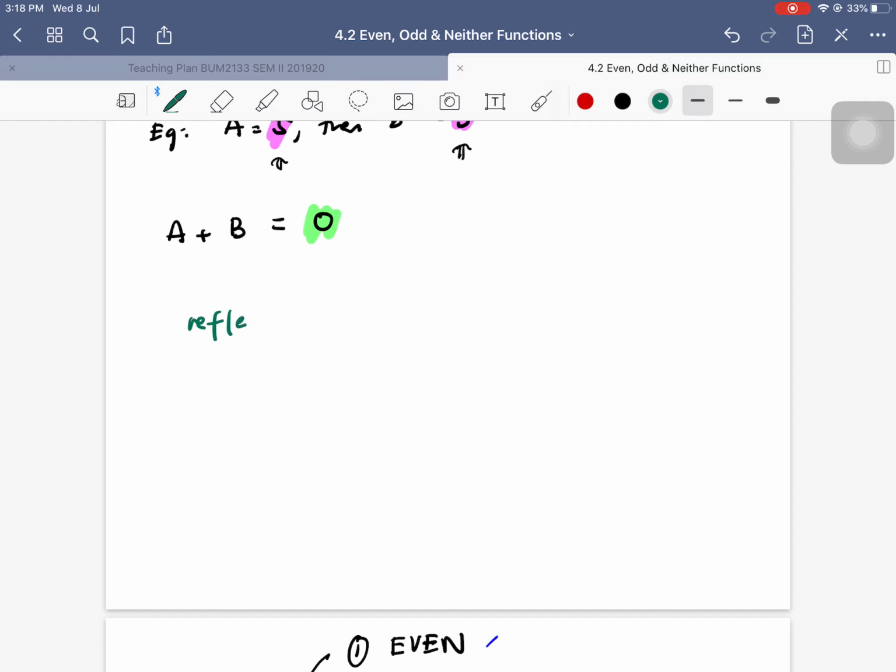Remember, we learned this before. You must have seen this in your previous study. I don't know whether it's diploma or something. There's a topic where you learn about reflection, translation, and so on. Okay, so reflection is the idea that you have a mirror. For example, this is going to be my mirror. Let's say I have this shape on one side of the mirror, so that my image is going to be here.